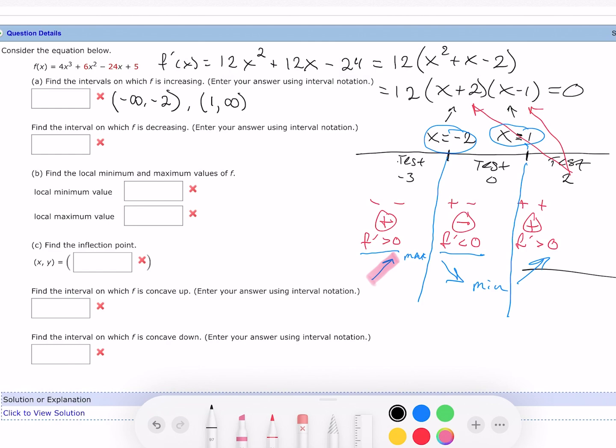Find the interval in which f is decreasing. That would be the middle interval, where we tested an x value of 0. So those are the x values that start at, but do not include negative 2, going all the way up to an x coordinate of 1. Find the local minimum and maximum values of our function. Well, what we're looking for here are y values. We don't know the y values, but we know when those y values occur.